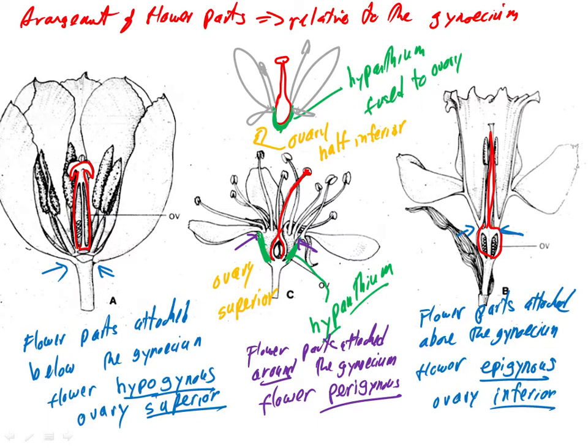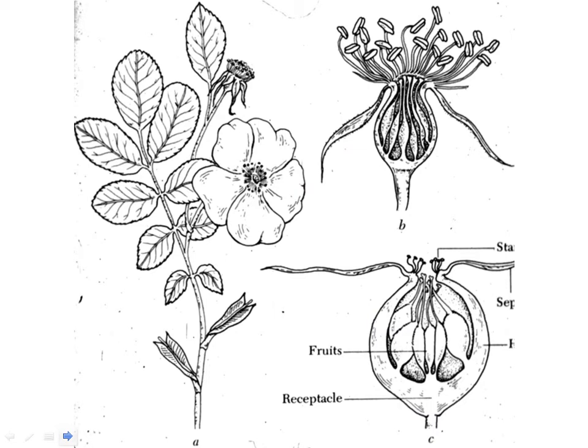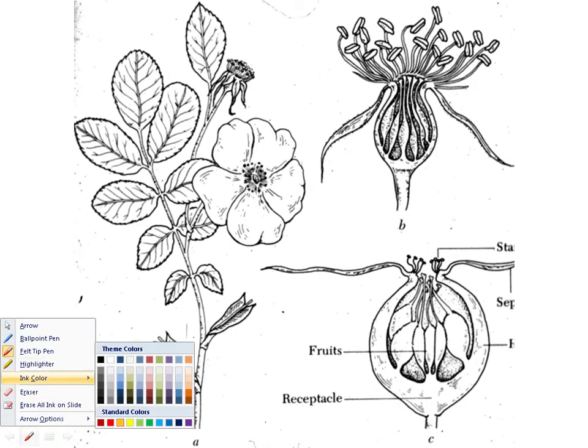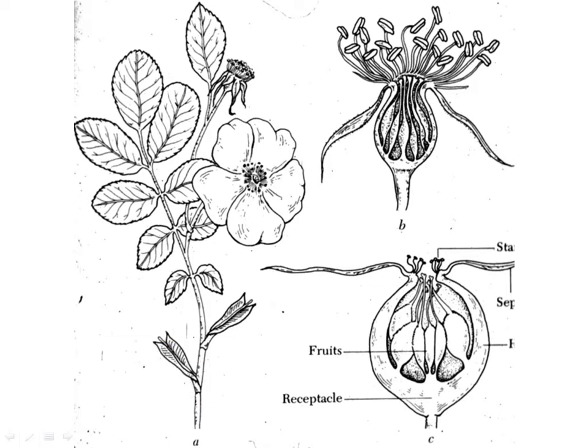So those are our three arrangements of flower parts. And you have a chance to review those in lab. Here's the perigynous case again, since it's a little confusing. This is a rose. Here is the young flower. These are sepals and petals, but what you really want to look at here is a carpel. There's a carpel.